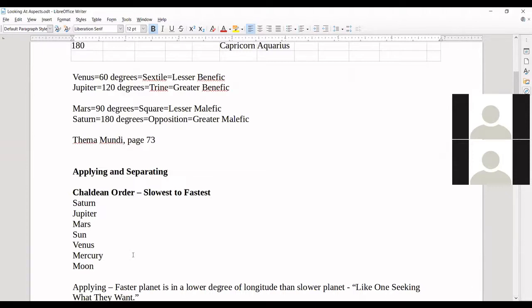Those who've been with me before have looked at this Chaldean order thing before, going from slowest to fastest. Saturn is the slowest planet. We're only dealing with the inners, not the outer three. Saturn, Jupiter, Mars faster, Sun faster, Venus faster than Sun, Mercury faster than Venus, Moon faster than Mercury. So Saturn is the slowest of the seven. The Moon is the fastest of the seven.